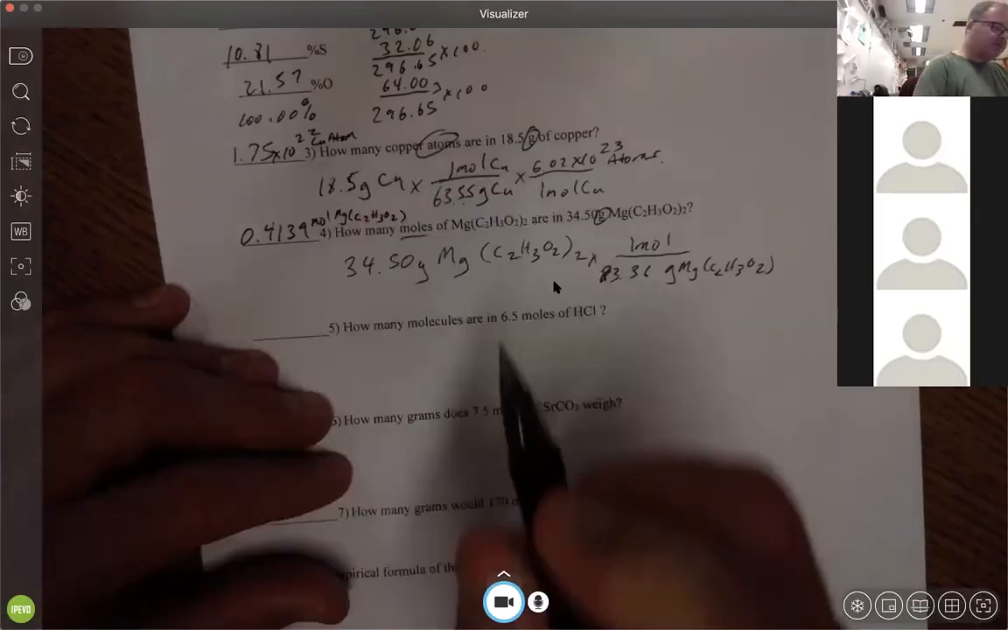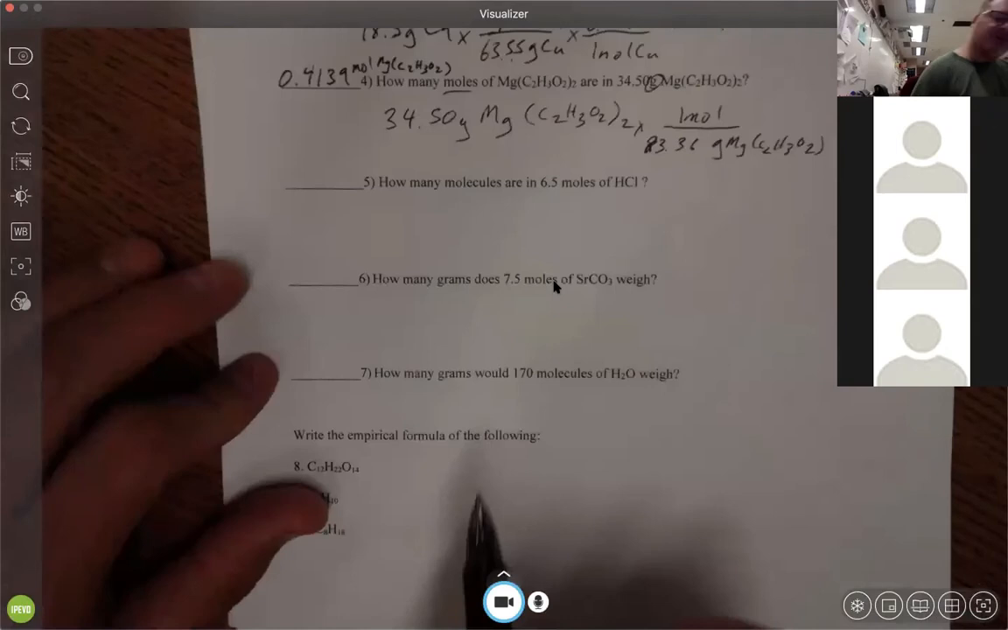So then we take 35.50 divided by 142.41. It's about 0.2427, and that is moles of the magnesium acetate. 4 significant digits, 4 significant digits. Good. The next one tells us molecules.